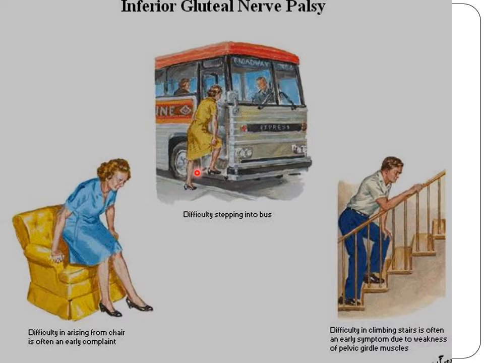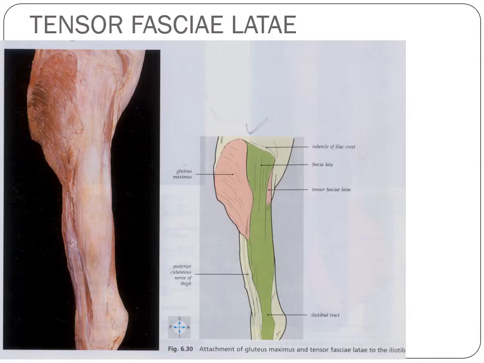The patient has difficulty stepping into a bus, and difficulty arising from a chair is often an early complaint. The patient cannot stand up from sitting posture to upright posture. Difficulty in climbing stairs is often an early symptom due to weakness of the pelvic girdle muscles, or inferior gluteal nerve palsy, because gluteus maximus is supplied by the inferior gluteal nerve. So these early symptoms develop if there is inferior gluteal nerve palsy or paralysis of the gluteus maximus muscle.